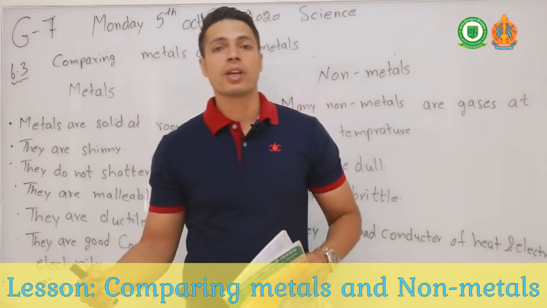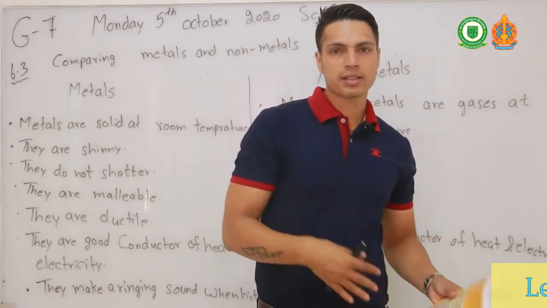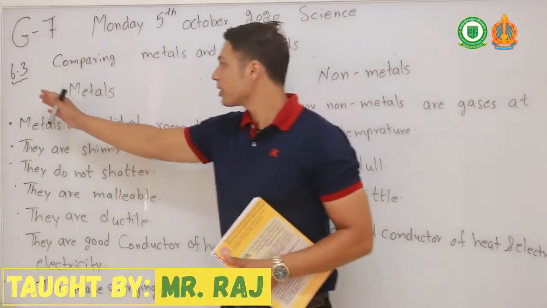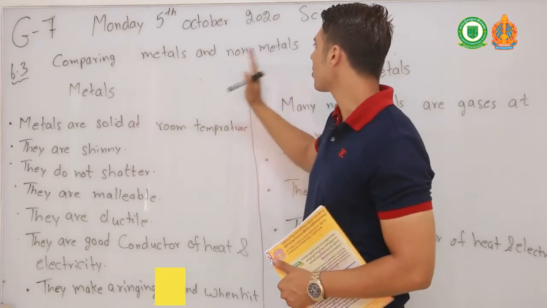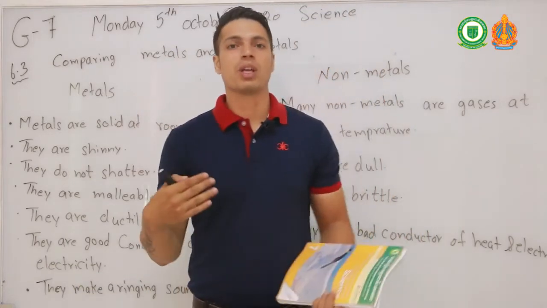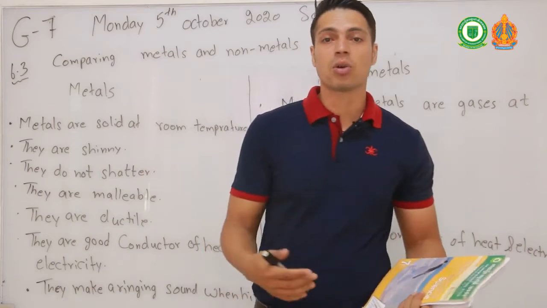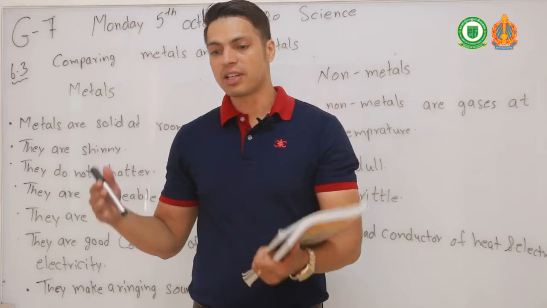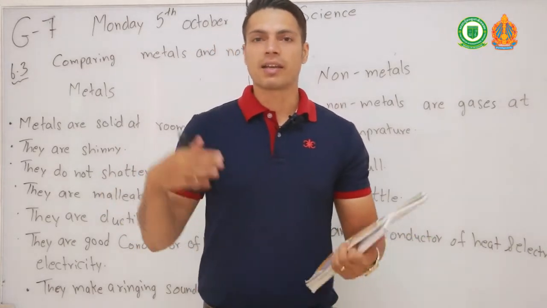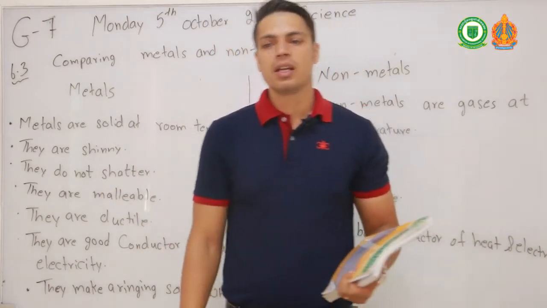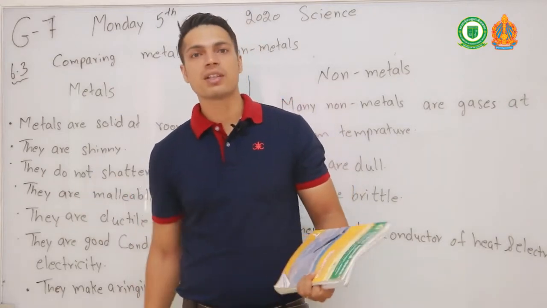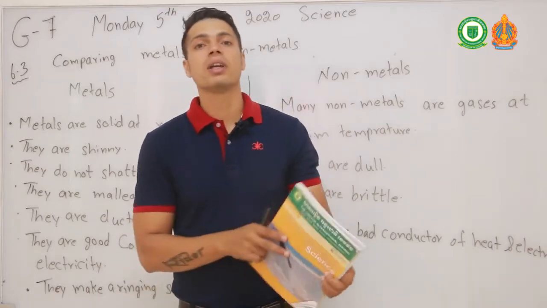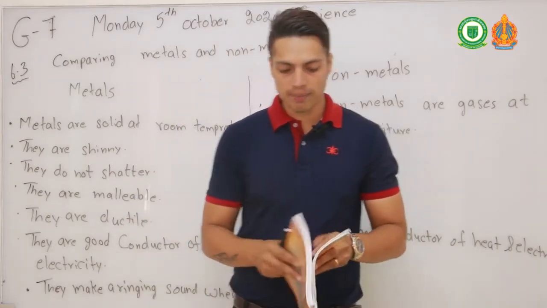Last 2 weeks we've been learning about metals and non-metals. Today we will learn 6.3, comparing metals and non-metals. When we compare two things, it means we see the differences between two things, like when we compare two cars or two motorbikes. We see which one is better and which one is not really better.